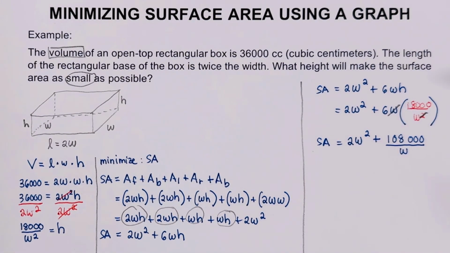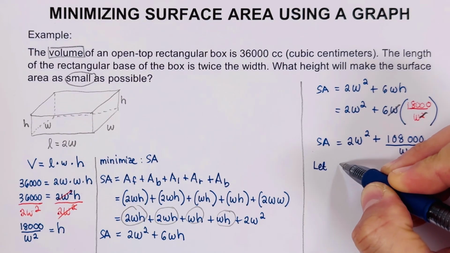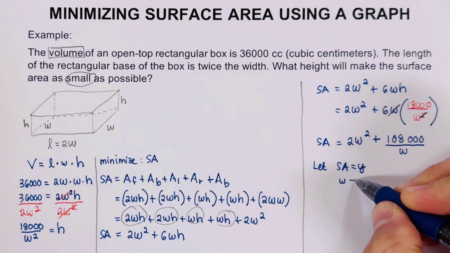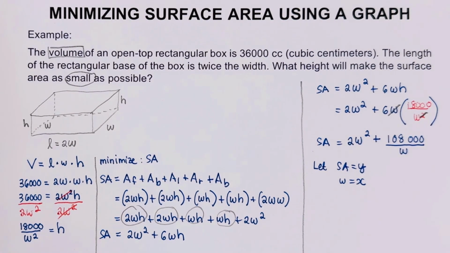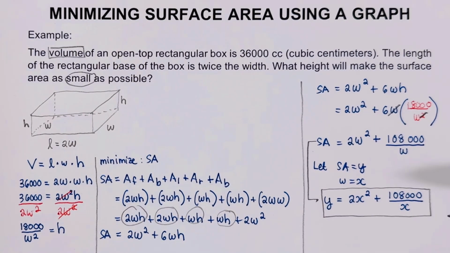So this is the equation that we're going to graph on Desmos. We're supposed to change the variables to X and Y and use Desmos to sketch the graph for this. So we let SA, or surface area, equal to Y, and we will let W equal to X. So this equation would come out. So we're going to sketch this on Desmos, and we determine the minimum of the graph, or that is the lowest point of the graph.